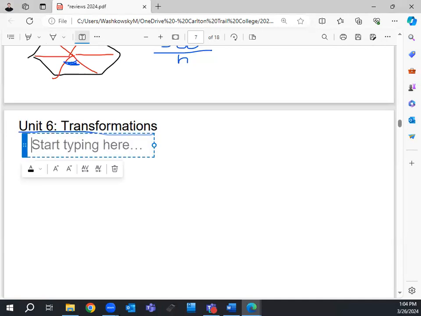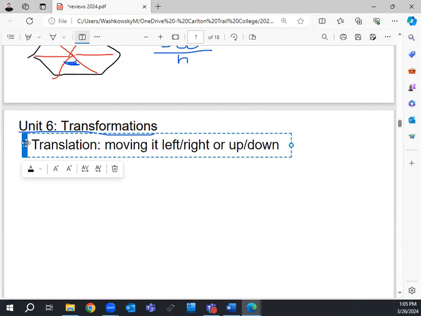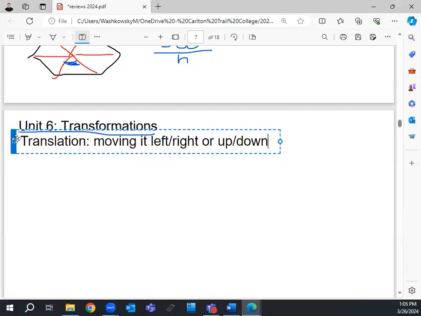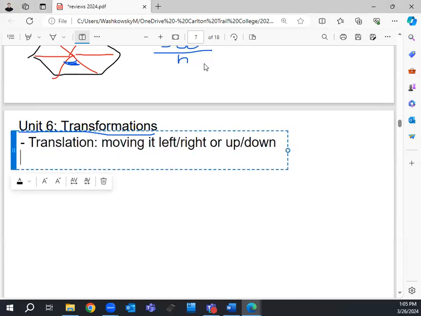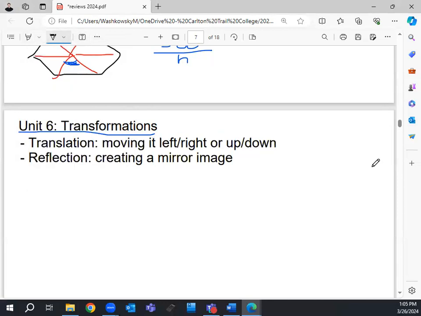So transformations. If you remember, this is where it starts with, let's move shapes. It's really just adjusting shapes where it boils down to. The first thing we started with: what happens if we move it? Specifically, we can do a translation, which is moving it left or right or up and down. We could do a reflection, which is creating a mirror image. So think about if you put a mirror in the middle of your object, what would it look like?